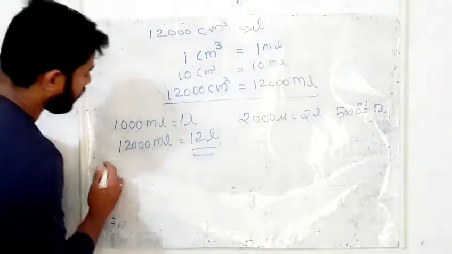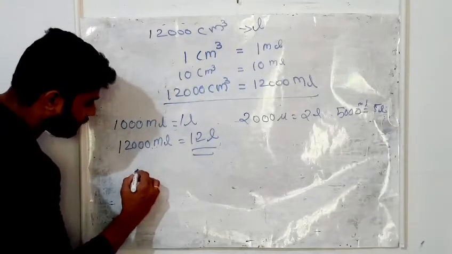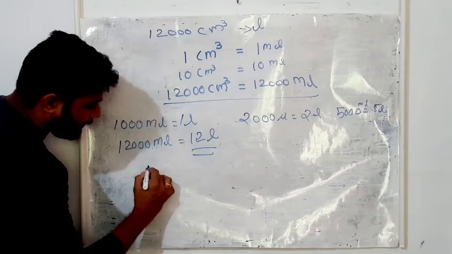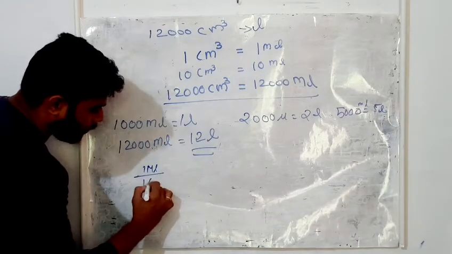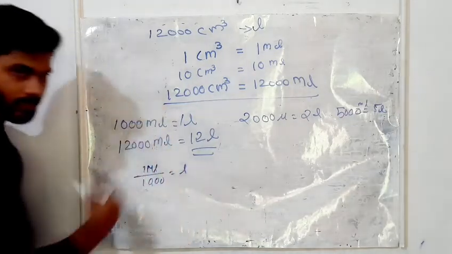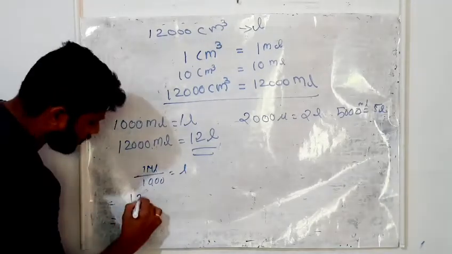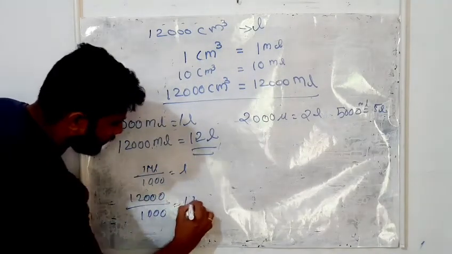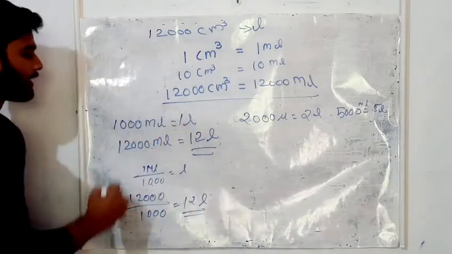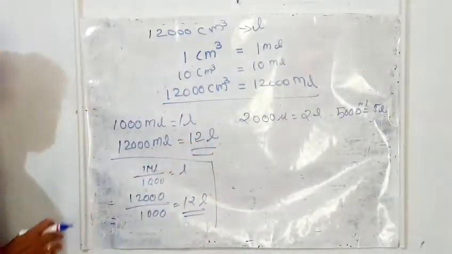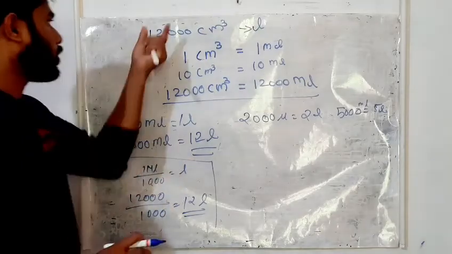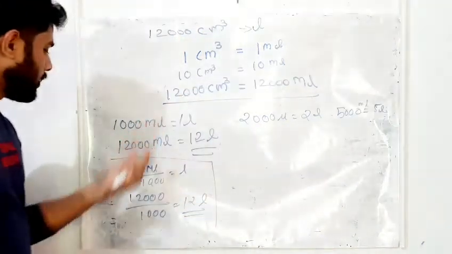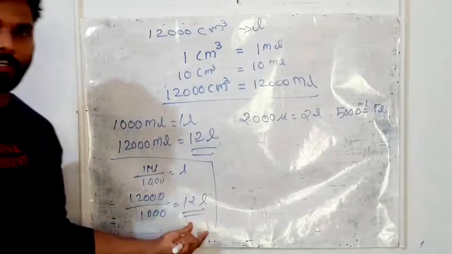How can we find this? Milliliter divided by 1000 will be the liter. That means 12,000 milliliter divided by 1000, then also we will get 12 liter. Clear? So the answer is 12,000 centimeter cube is 12 liter. Clear?